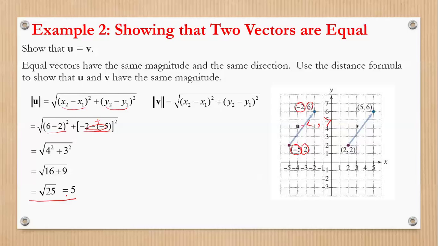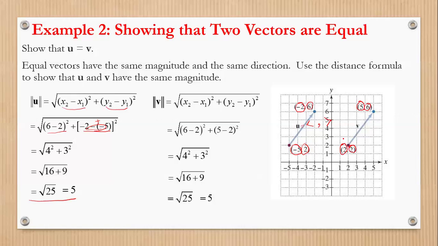We do the same for vector v. This time the terminal is 6, initial is 2, 6 minus 2, and 5 minus 2. 6 minus 2 is 4, 5 minus 2 is 3, 4 squared plus 3 squared, which is 25, and the square root of 25 is 5. And as you see, we showed that these two vectors have the same magnitude. So halfway done.